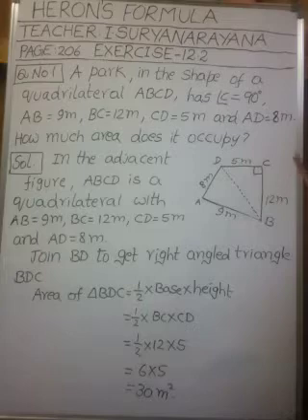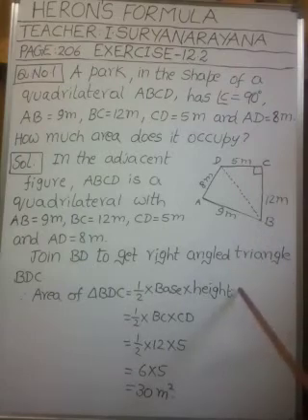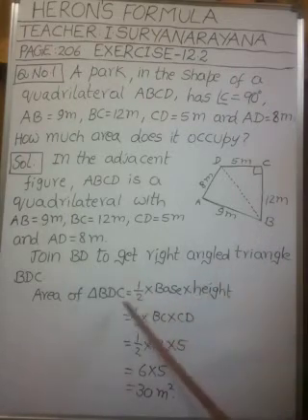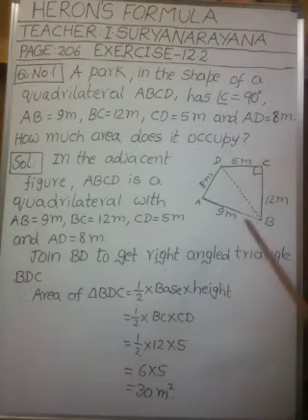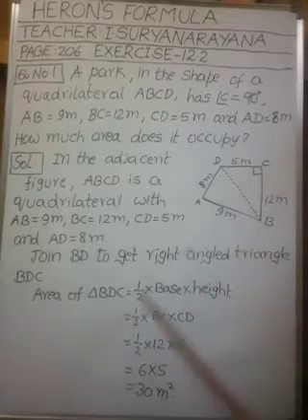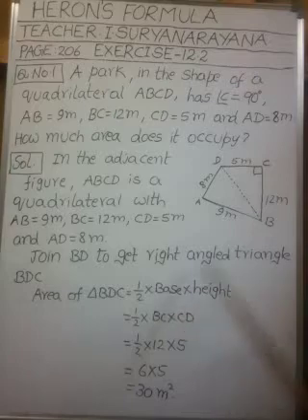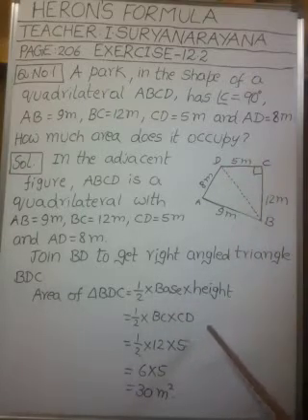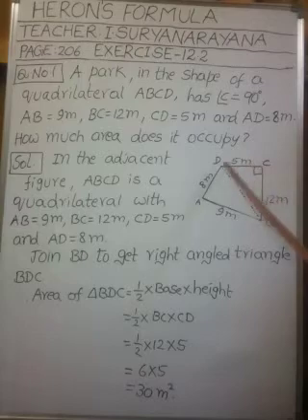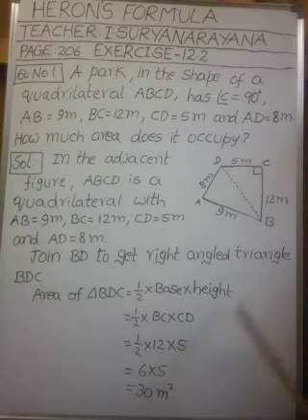Area of triangle BCD is equal to half into base into height, because it is a right angle triangle. We can use half into base into height to find the area of a right angle triangle. Understood this formula? That is equal to half into, here we can take BC as base and CD as height. Or you can take CD as base and BC as height, as you wish. We get the same result.